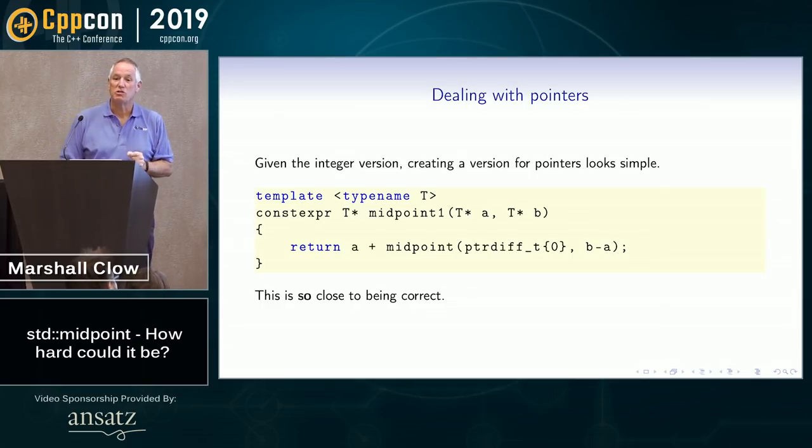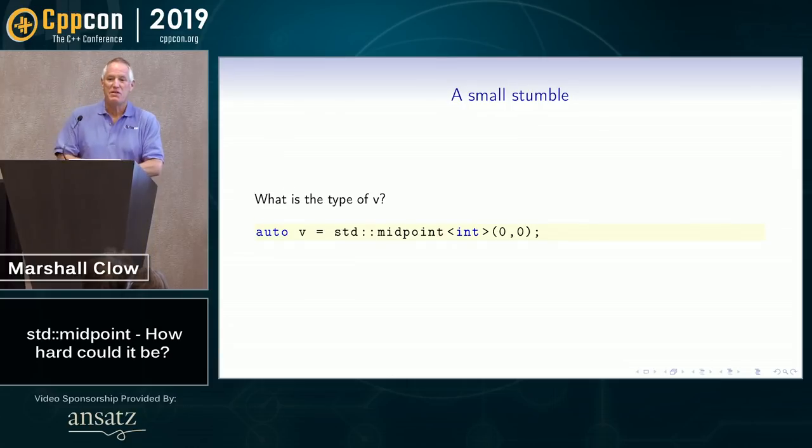And this is oh so close to being exactly what you want. This is really, really close. But I coded this up and I wrote a bunch of tests and I ran the tests and they all passed and I said, oh, good. And I put this into libc++ and I added the tests to libc++ and I ran them and one of my other tests failed. I said, what is the type of V here? So here's the funny thing. Literal zero is also a null pointer.